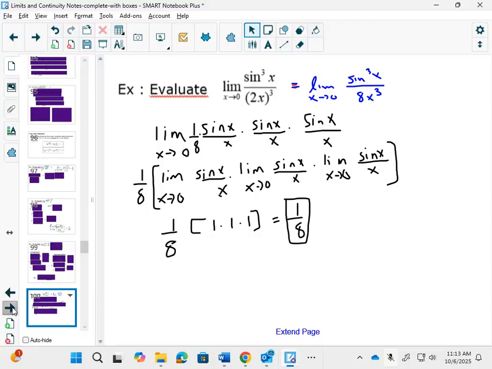These feel almost a little bit like identities. You kind of have to manipulate the algebra that you have until it matches up with something that you can do the limit of. So if we can get the limit as something goes to 0 of sine of something over that same something, it's always going to be 1. And then just seeing what we have with things that are left.